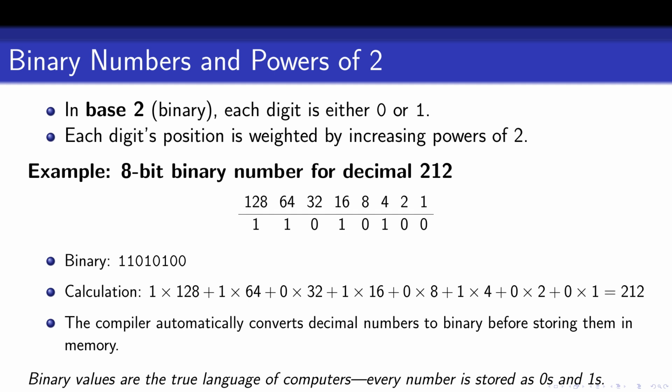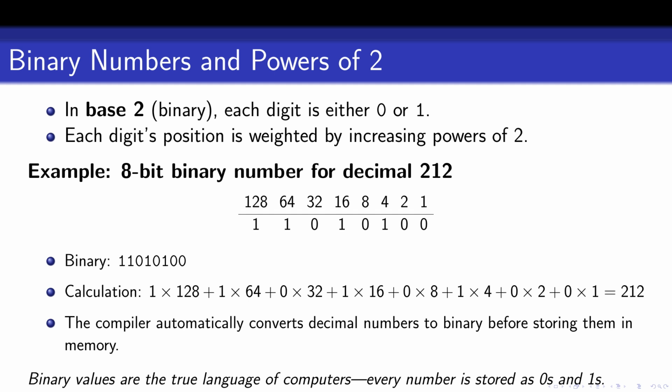When you write a number like 212 in your C program, the compiler automatically converts it to binary before storing it in memory. For 212, the binary representation is 1101010. This means the computer stores it as 1 times 128 plus 1 times 64 plus 0 times 32 plus 1 times 16 plus 0 times 8 plus 1 times 4 plus 0 times 2 plus 0 times 1. Understanding how numbers are represented in binary gives you better insight into how data is stored, processed, and sometimes limited by your machine's architecture.